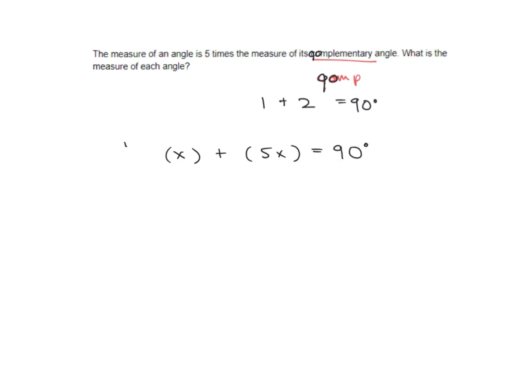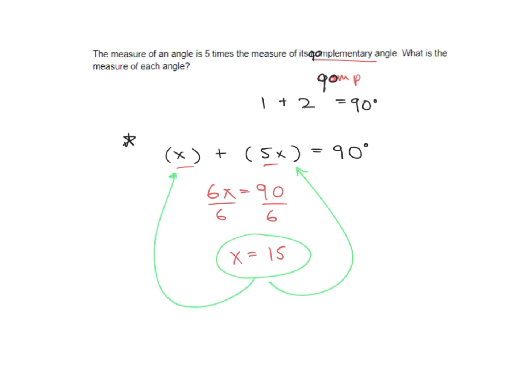Setting up this equation is the toughest part, the most important part. If you're able to do that, the rest is pretty smooth. Combining like terms, divide by 6. X is equal to, what is that, 15? And then we just want to plug in this x here and here, and x equals 15. 5 times 15 is 75. 15 degrees, 75 degrees, and that in fact equals 90 degrees.